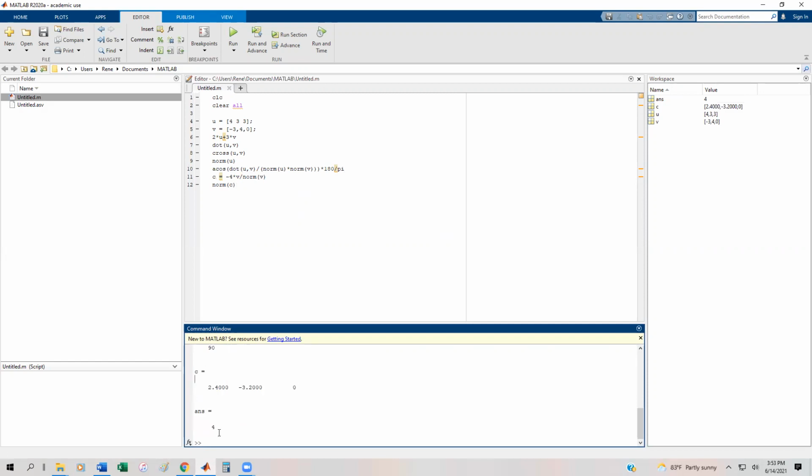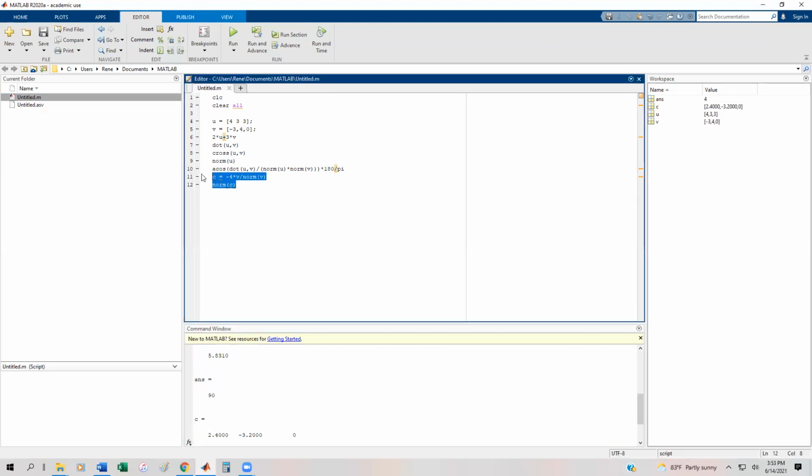So we know that it has a magnitude of 4, and it's in the opposite direction because the signs are flipped relative to v. So if we wanted to format this, let's say we had one of the answers, -4 times v over norm v.